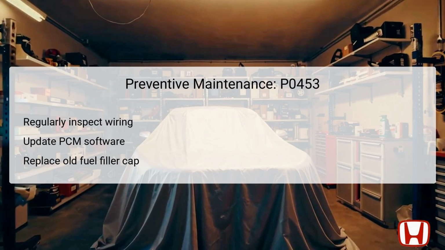P0453. One proactive measure is to regularly inspect the wiring harness and connectors associated with the FTP sensor for any signs of wear or damage. Ensuring connections are secure can prevent potential intermittent faults. Keeping the powertrain control module PCM updated with the latest software helps maintain optimal performance of the vehicle systems and reduces the chances of error codes arising from software deficiencies.